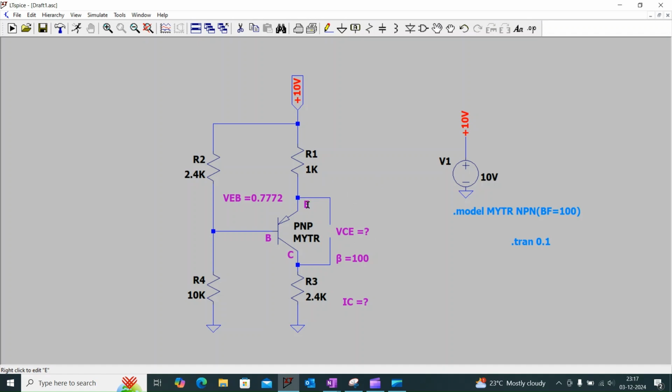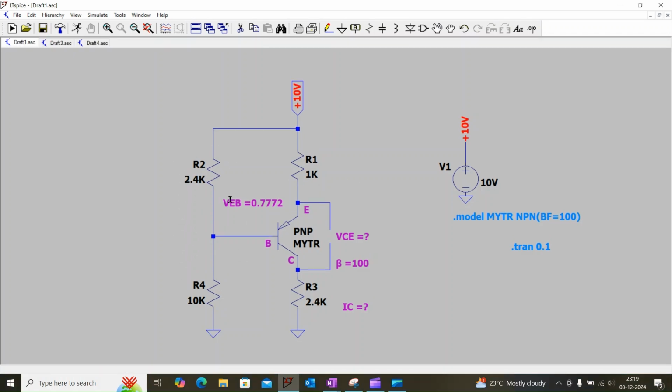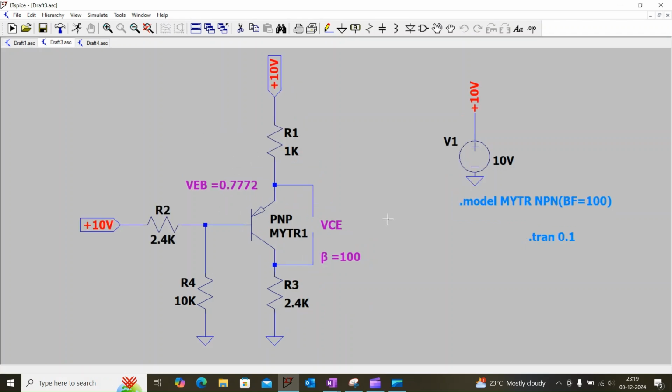Here there is an emitter, here is the base, and here is the collector, and the base is biased with a voltage divider circuit with R2 and R4. Let us find the Thevenin's equivalent of this portion. To solve this, we need to simplify this circuit, and the simplified circuit looks like this.